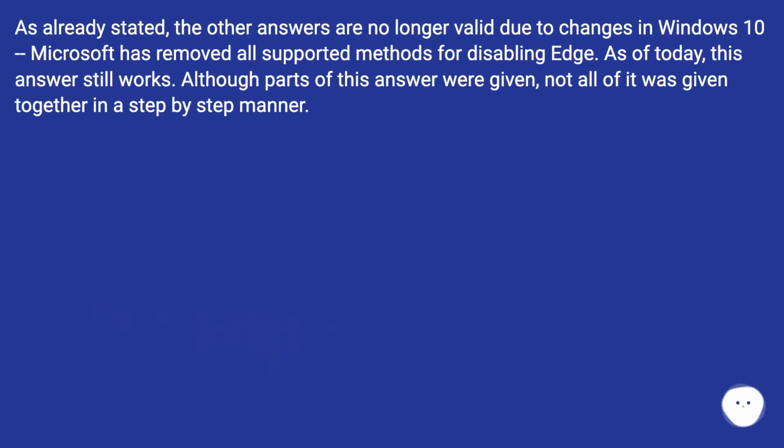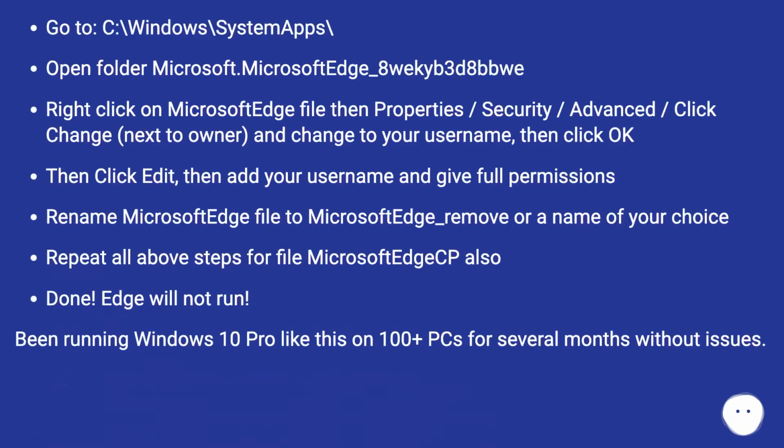As already stated, the other answers are no longer valid due to changes in Windows 10. Microsoft has removed all supported methods for disabling Edge. As of today, this answer still works. Although parts of this answer were given, not all of it was given together in a step-by-step manner. Go to C:\Windows\SystemApps\. Open folder Microsoft.MicrosoftEdge_8wekyb3d8bbwe.